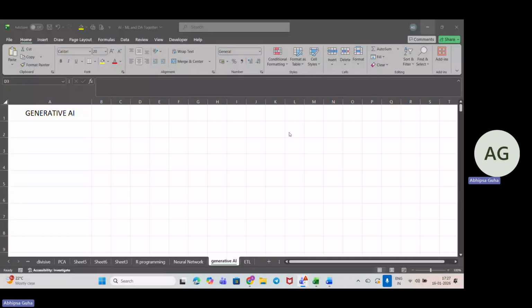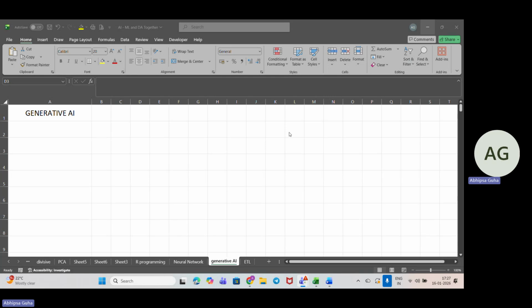Today we are going ahead with another part of it, that is generative AI. We will be understanding generative AI in detail and then we will be proceeding further, okay? So let me just share my screen. Hopefully my screen is visible to all of you and you are able to view it.